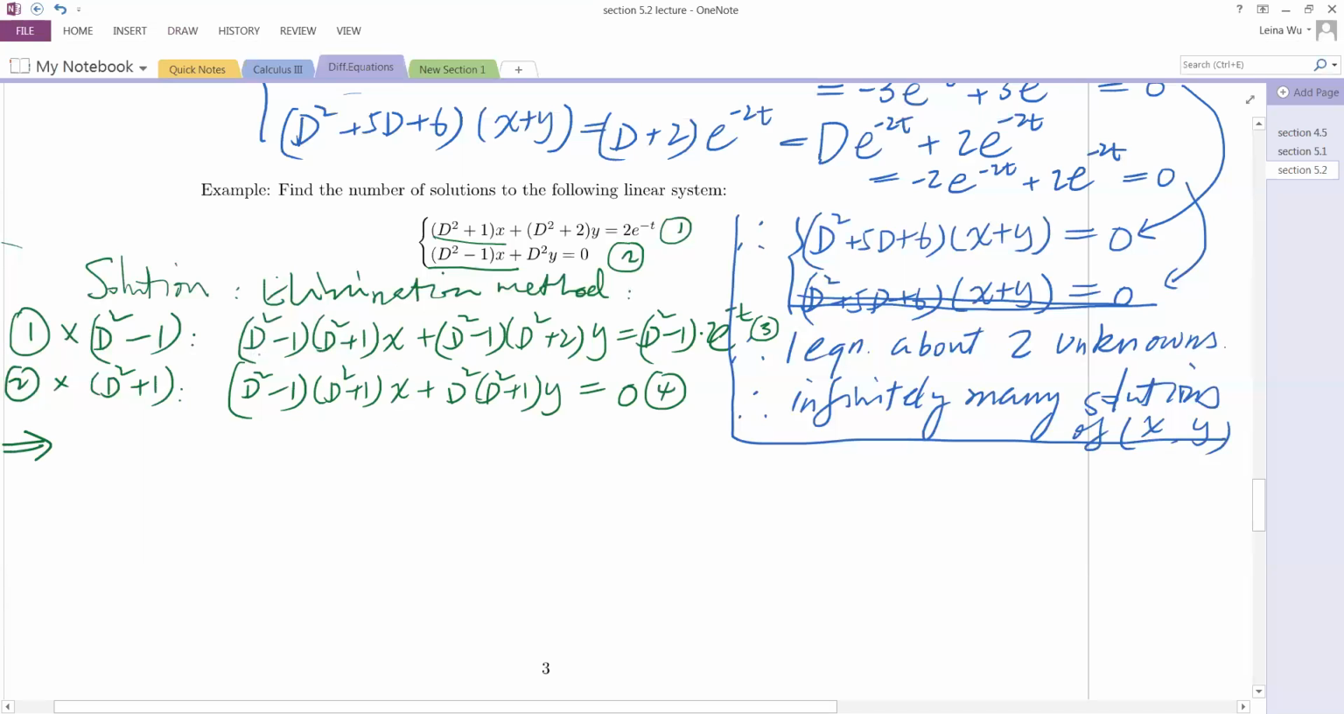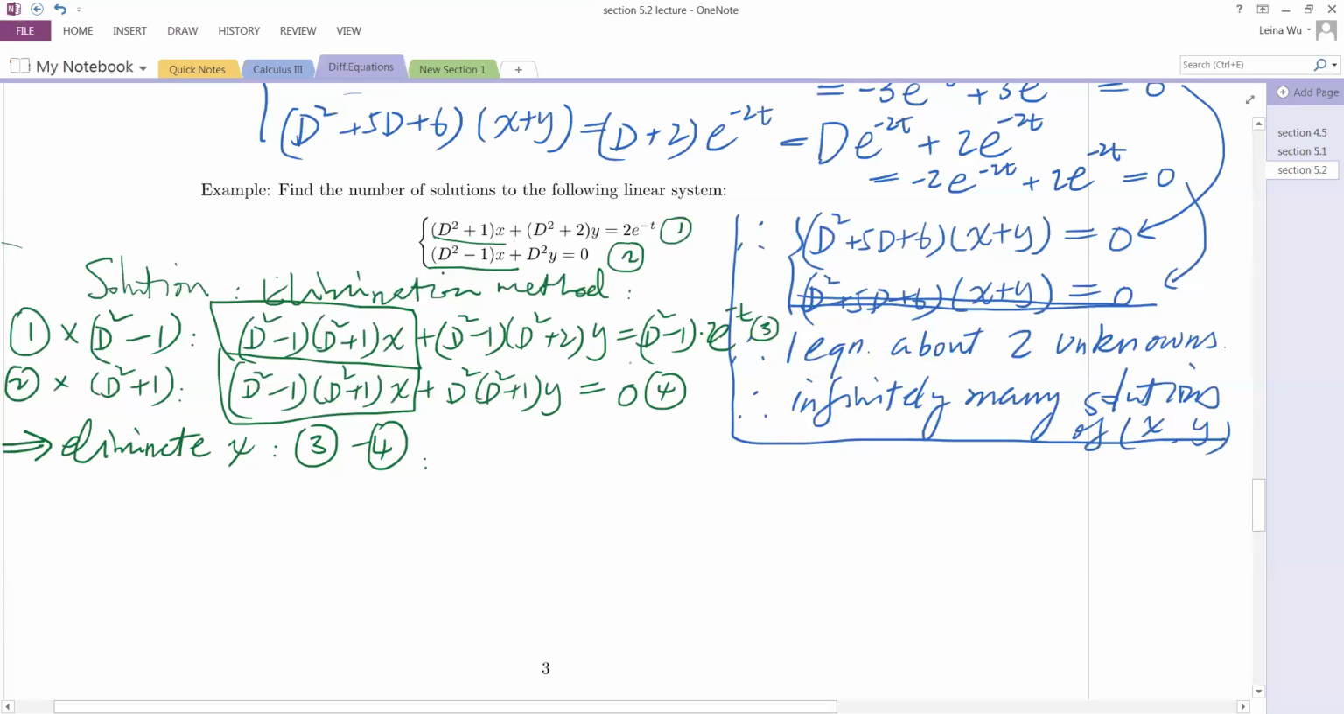Okay, this is quite routine, right? You just multiply by the other coefficient so that they have exactly the same coefficient. Then we can eliminate the variable x. So next, we'll eliminate x. Again, the way we do it is we do subtraction between these two, 3 minus 4.